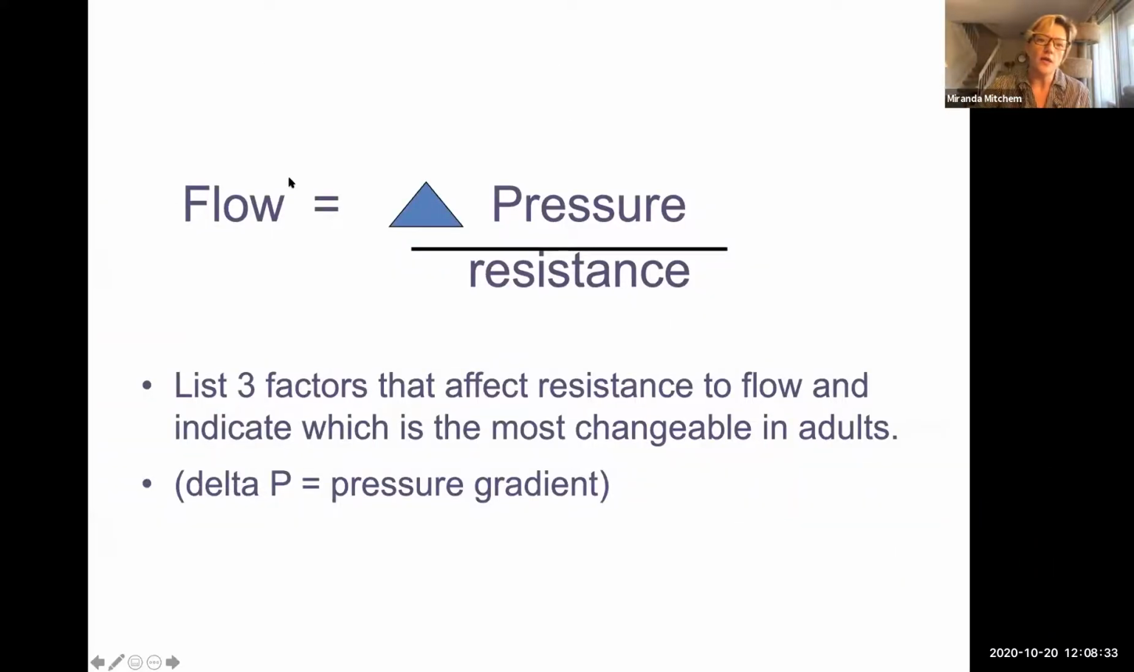So flow is equal to the change in pressure divided by the resistive forces. This delta sign means change. It's the Greek symbol for change in. So I'd like for you to think about some of the factors that might affect resistance. Things like plaque being present inside a blood vessel, or simply the narrowing of a blood vessel. That has a relationship to pressure, flow, and resistance.